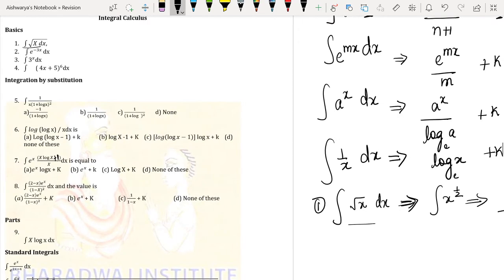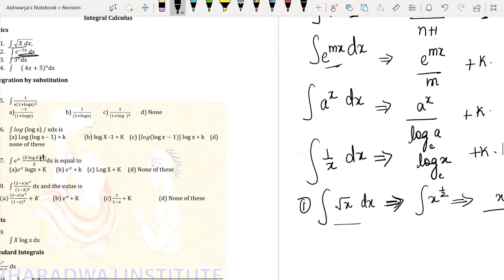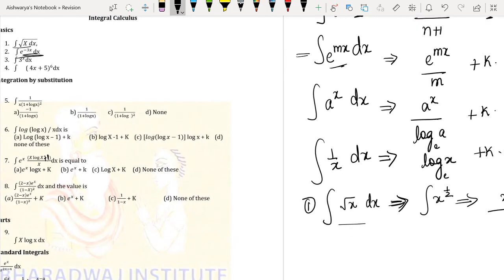Let me go to the second question, e power minus 3x, which is similar to this. So let's solve it here next to this itself. E power minus 3x will be e power minus 3x divided by minus 3. Okay, 3 power x will be similar to this. 3 power x will be 3 power x divided by log 3 base e. Everywhere plus k should come. Okay, without that the sum is not complete.